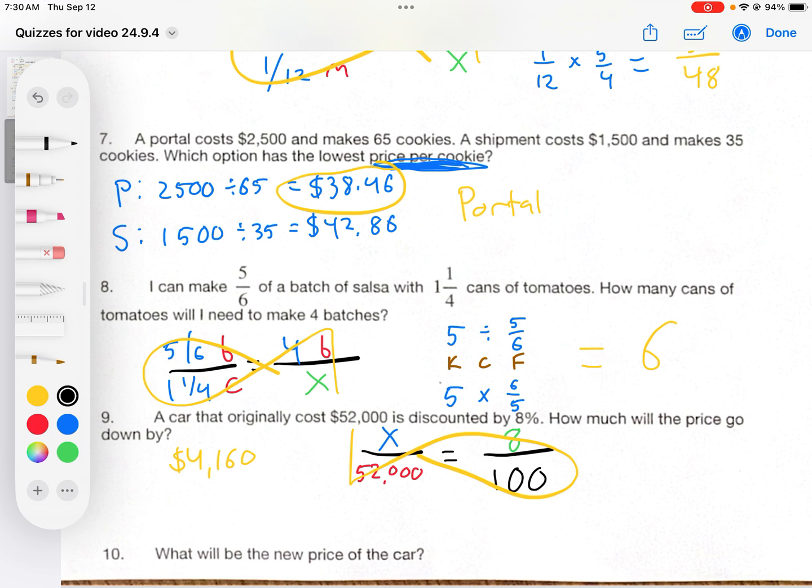But then number 10, what will be the new price of the car? Just like we had to add that percent amount in the practice quiz, this time the price of the car is going down, so we need to subtract it. $52,000 minus $4,160 should give you $47,840.